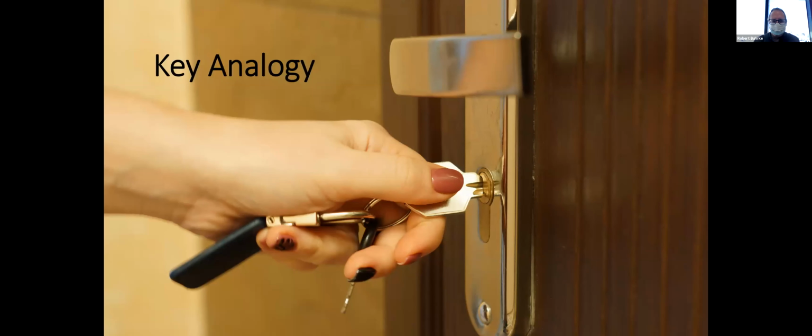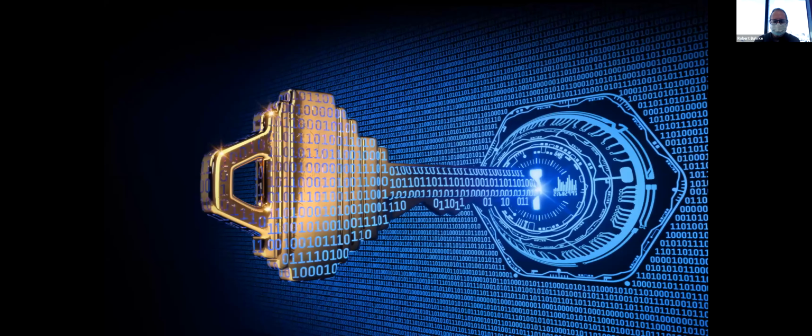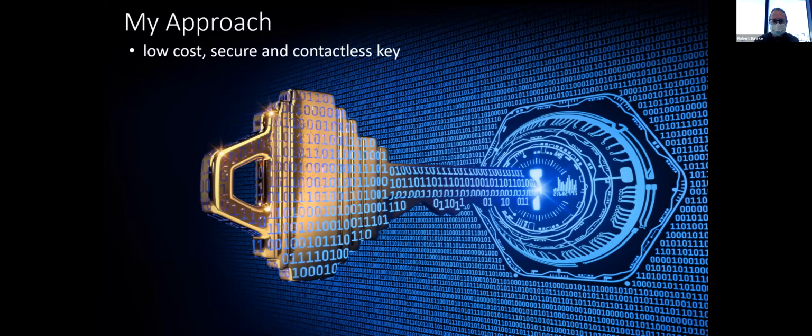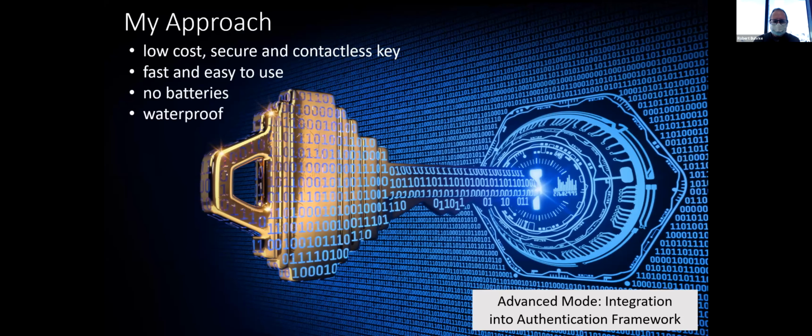To explain it in simple terms, I'd like to use the key analogy where you have a traditional door or car key that you just put in and open up the door. And I'm fundamentally building an electronic equivalent to this, where you have an electronic key and an electronic lock, and allow integration into a so-called authentication framework. So Windows Hello or the Windows platform provides a unique opportunity to enable other methods as a service.